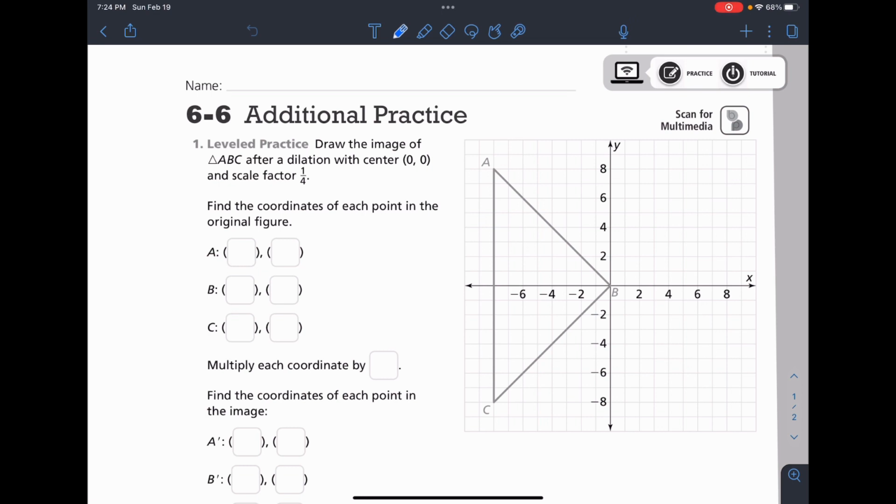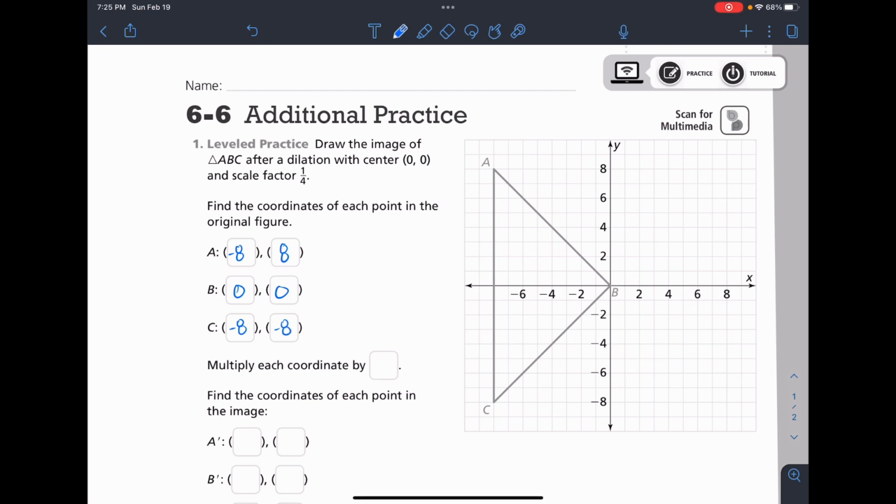It says find the coordinates of each point in the original figure. So here's our original figure. We need to find the coordinates. So for A, we are at 2, 4, 6, 8. So negative 8, comma 8. Okay, easy enough. Letter B is at 0, 0. And letter C is at negative 8, comma negative 8.